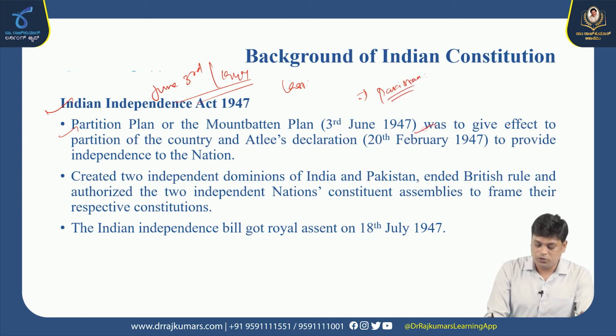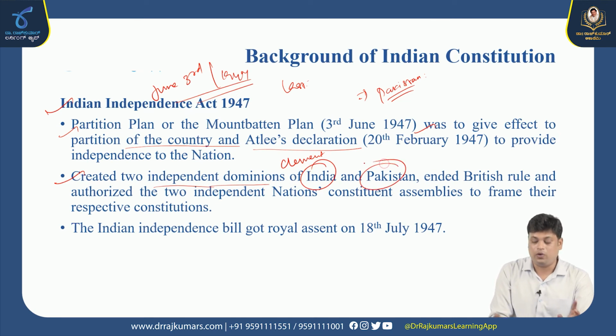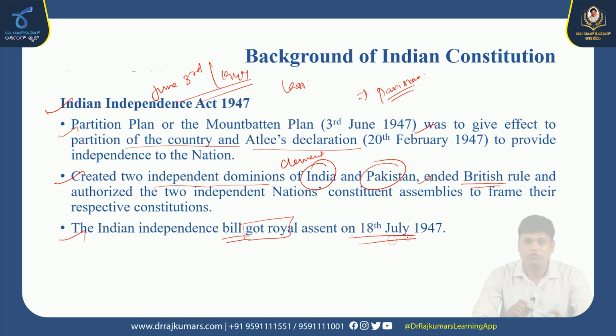It was to give effect to the partition of the country and the declaration of independence. Clement Attlee was the Prime Minister at the time of India's independence. It created 2 independent dominions, India and Pakistan. Both countries respectively got independence from Britain, and Britain ended their rule in India and authorized 2 independent nations. The Indian Independence Bill got royal assent on 18th July 1947.